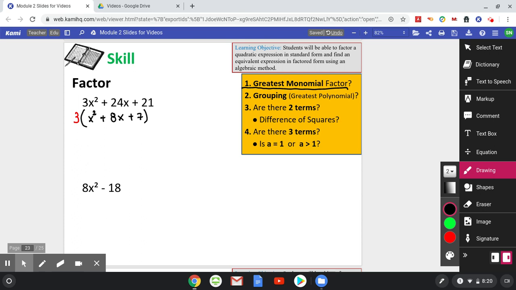See, if we look at the first term, this one has an x squared, x times x, the next one would be just x, and the last one does not have a letter. That means that we cannot factor out a letter from this one. However, we were able to perform step number 1. If you are able to perform step number 1, step number 2, you can actually go ahead and skip that one. Now let's look at step number 3. Are there two terms? We have x squared, we have 8x, and we have 7. That is 3 terms. That means that we will be skipping step number 3. And we will go to step 4. Are there 3 terms? There are.